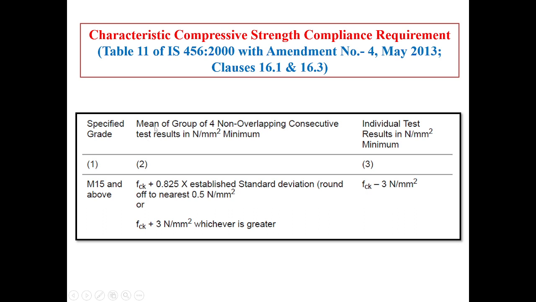The second column is mean of group of 4 non-overlapping consecutive test results in Newton per mm square minimum. So it says that for compliance it should be FCK plus 0.825 into established standard deviation or FCK plus 3, whichever is greater. So out of these two, whichever is greater, that is accepted. Individual test results in Newton per mm square minimum should be FCK minus 3 at least. That means minimum the individual cube test result should be FCK minus 3 minimum. It should not be less than that.